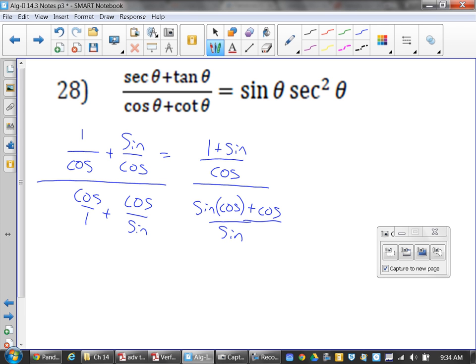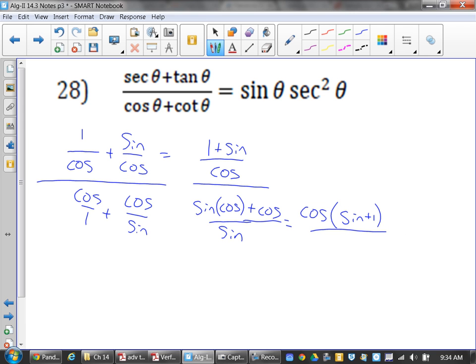Okay. Now, I want you to see in the lower denominator, that numerator has sine times cosine plus a cosine. Can I factor cosine out of those two terms? By doing that, I get this: cosine times sine plus 1 all over sine. Are you okay with that? All I did is I took these two cosines and brought them out.